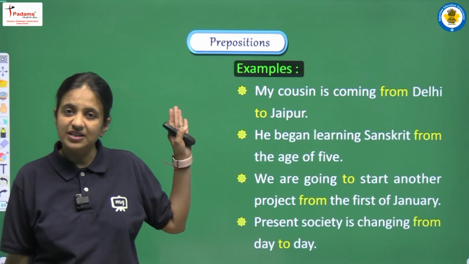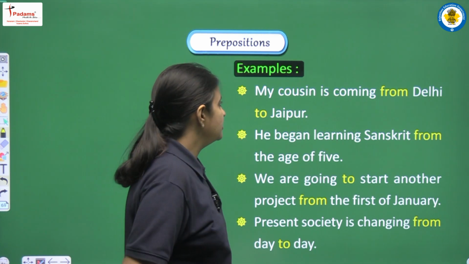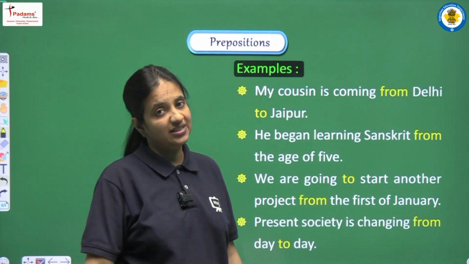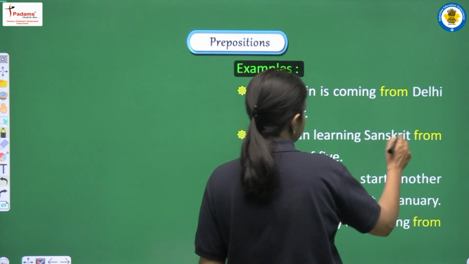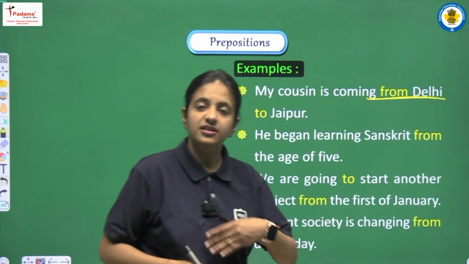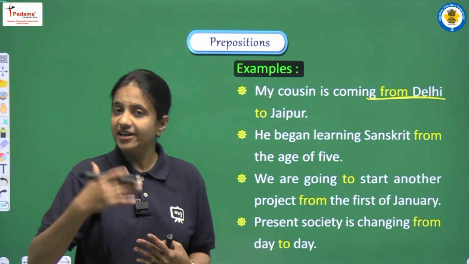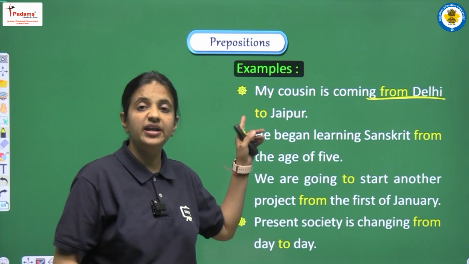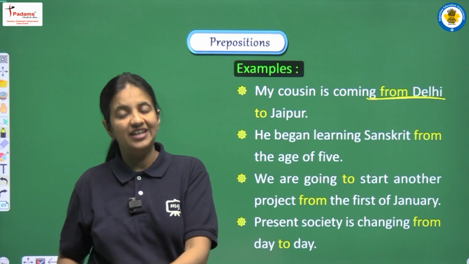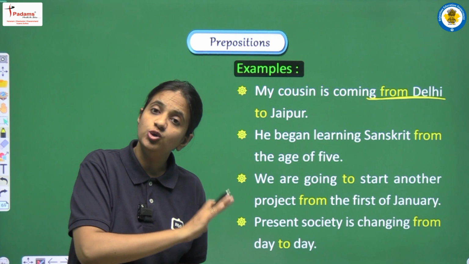Now we are having some examples to clear these things in a very perfect manner. The first one is: my cousin is coming from Delhi to Jaipur. In this example we are saying that my cousin is coming from Delhi. It means right now he is in Delhi and he is starting his journey from Delhi. So Delhi is the starting point of his journey and he is coming to Jaipur. It means Jaipur is the final destination of his journey. So he is starting his journey from Delhi and he will reach Jaipur.